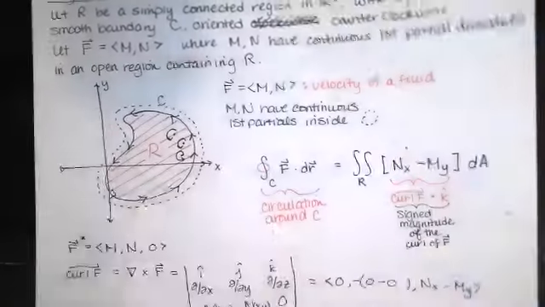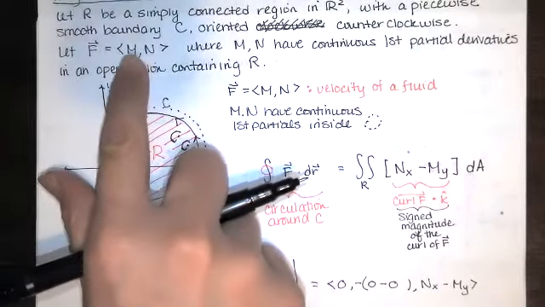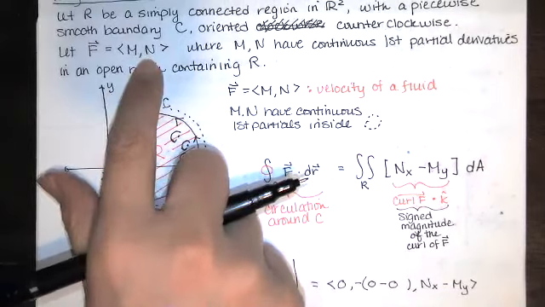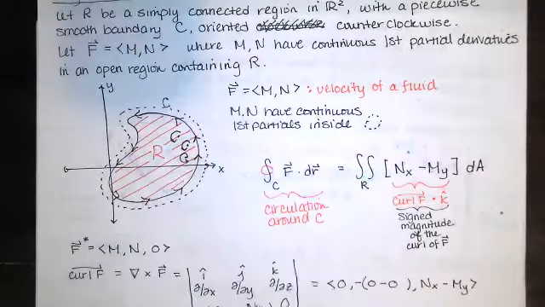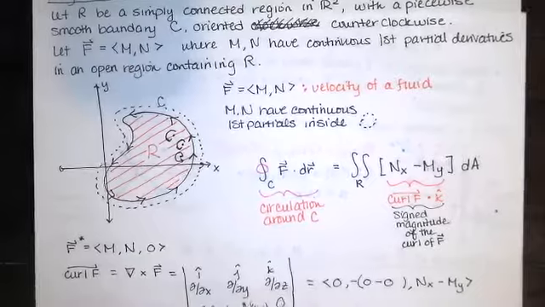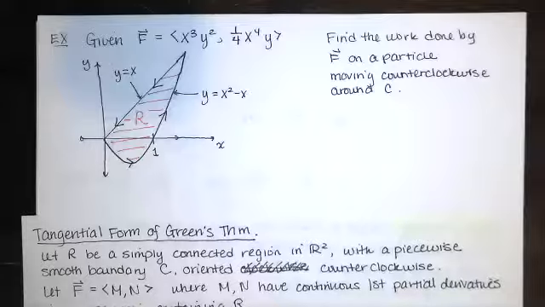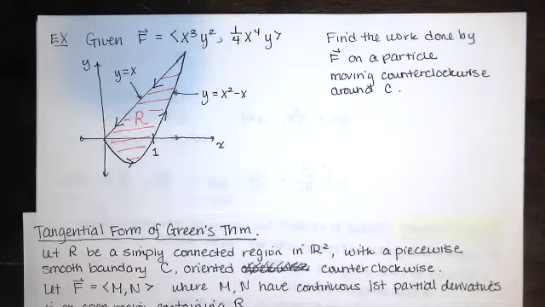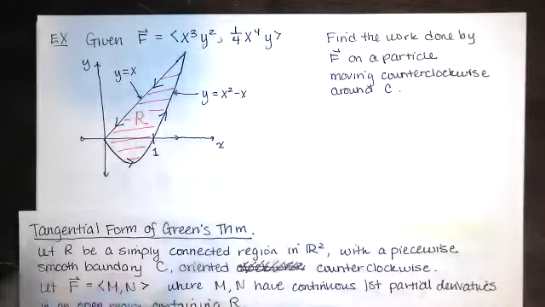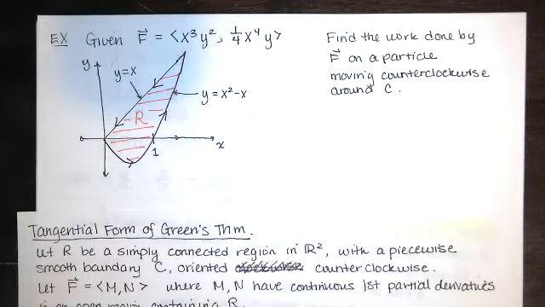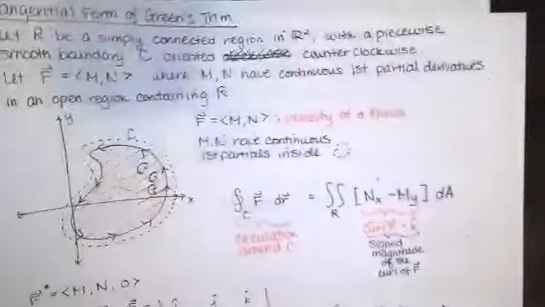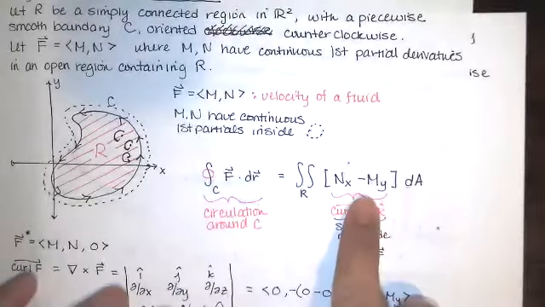Cool. Now F has to be a field with components M and N that have continuous first partial derivatives in an open region containing R. Oh, sure. M and N are polynomial functions, so their first partial derivatives are going to be continuous in the entire xy plane, so we'll have no problem with those being continuous on an open region containing R. Okay, well then according to Green's theorem, this integral is equal to this integral.